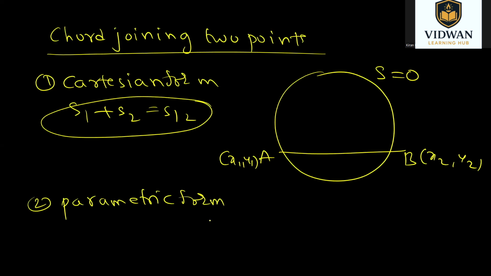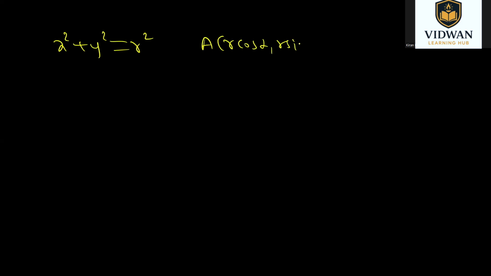Then the second form is the parametric form. You'll be writing the equation of the chord joining 2 points in parametric form when you are given the ends of the chord on the circle. For example, if the circle is x² + y² = r², what are the parametric coordinates of A and B? Some r cos α, r sin α, where α is a parameter, and B would be r cos β, r sin β. Then to find the formula for the chord joining A and B, we just apply the 2-point form. I'll give the direct result.